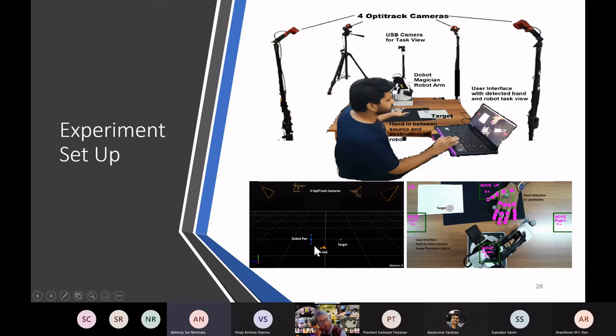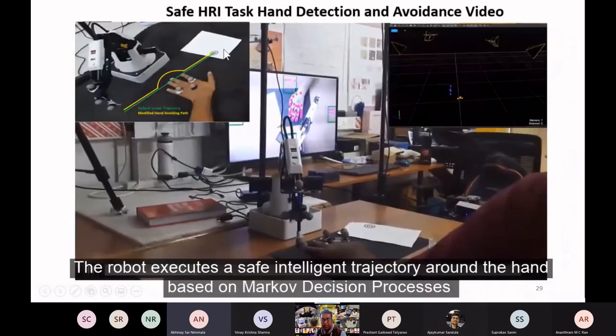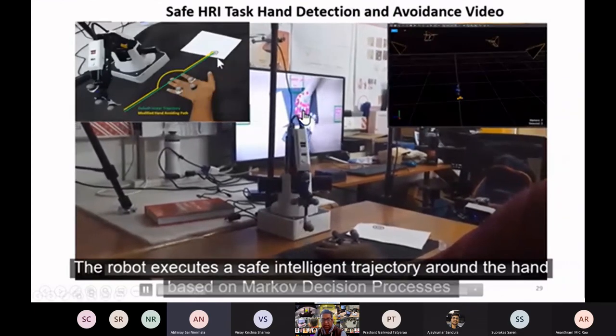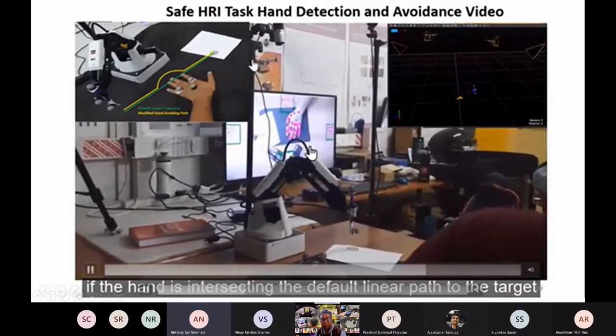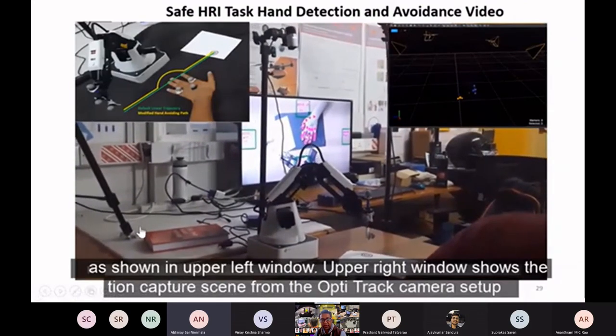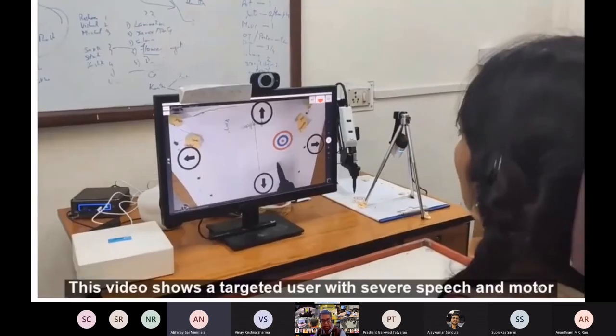And we give the user some reachability task. That means instruct the robot to bring the end effector here using this video see-through interface. We discussed the video see-through interface in the AR/VR lecture earlier. And this is one particular example video of the task, where here you can see the detection, and the robot end effector kind of circumvents or avoids the hand position.